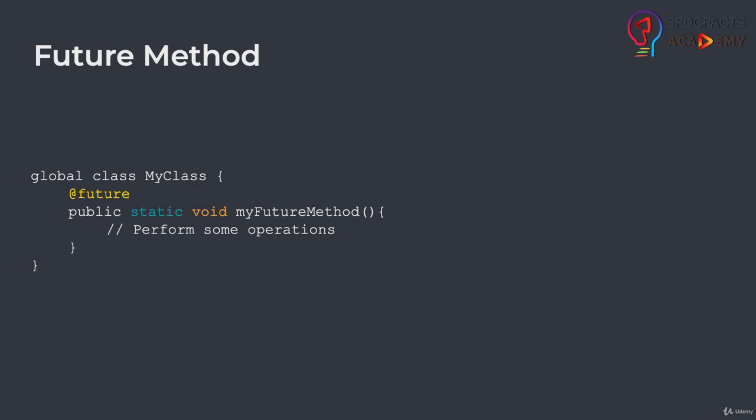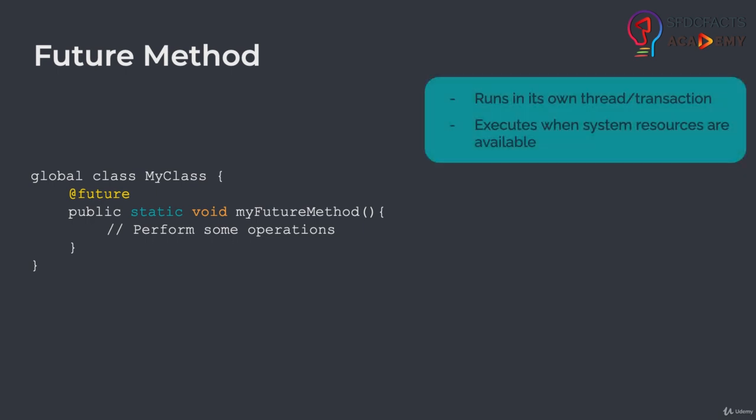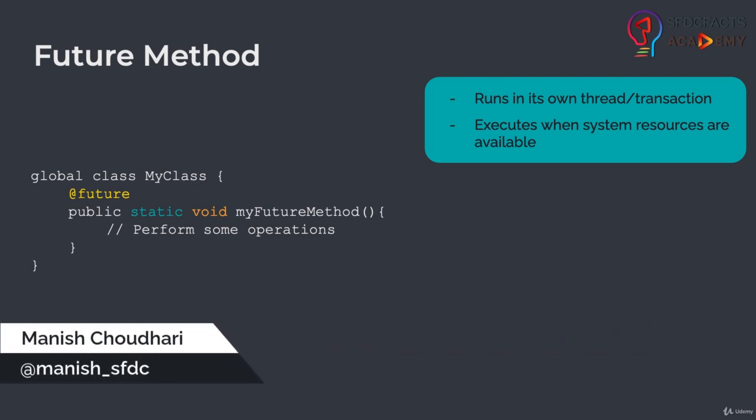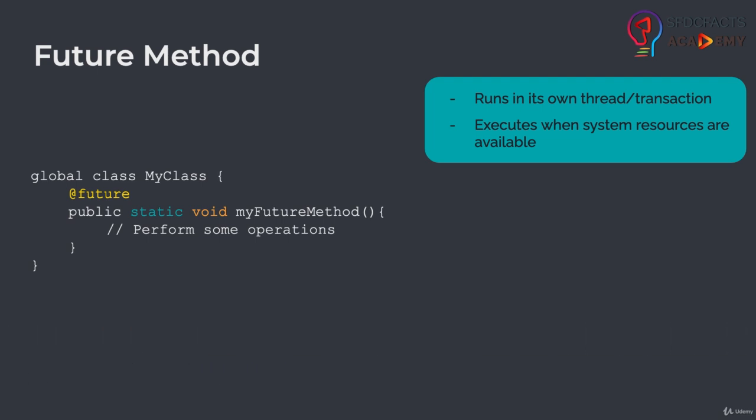The feature method runs in its own thread or in its own transaction, very similar to any other asynchronous operations. And this feature method doesn't execute in real time. It will only execute when the system resources are available. It could execute in the next minute, or it can take up to hours as well for the system resources to become available and execute this feature method.